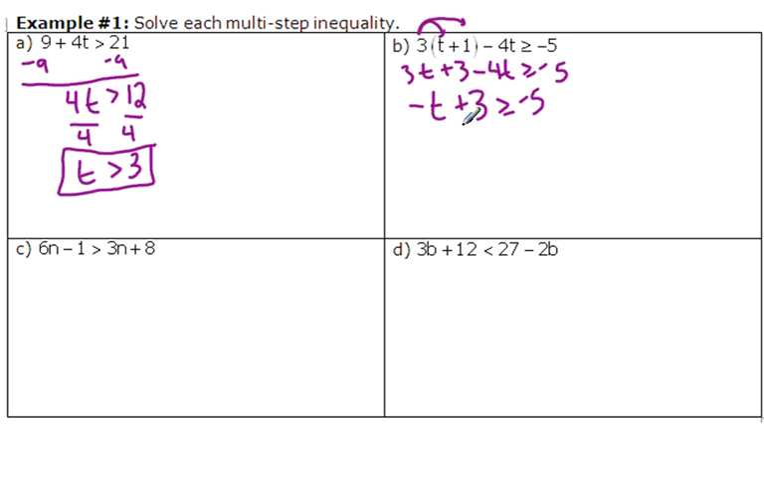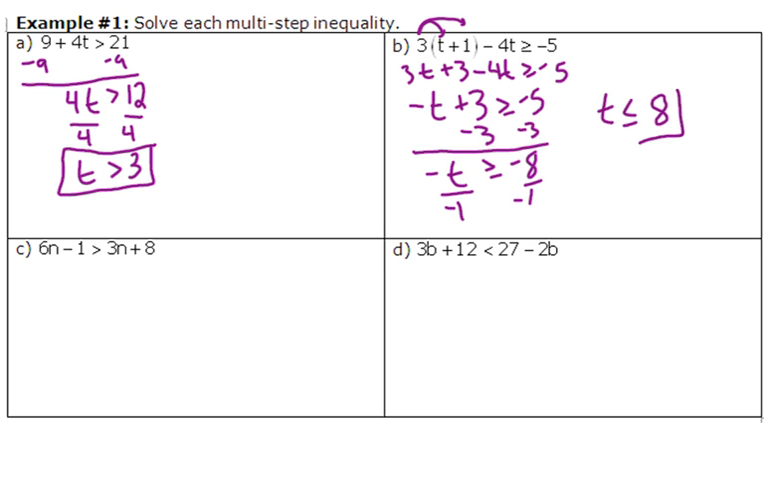So now, to get the t alone, I would minus 3. So I have negative t is greater than or equal to negative 8. I can't leave a negative sign in front of my variable, so I'm going to divide by a negative 1. Now, since I divided by a negative 1, I need to flip my inequality sign. Negative 8 divided by negative 1 is positive 8. So I have t is less than or equal to 8.